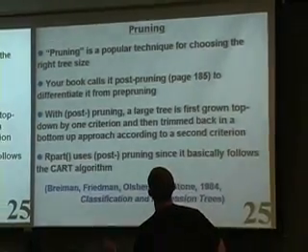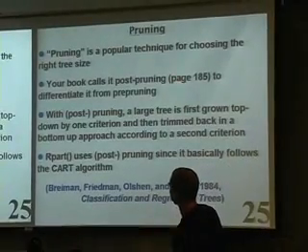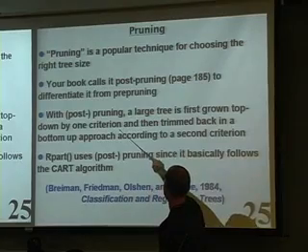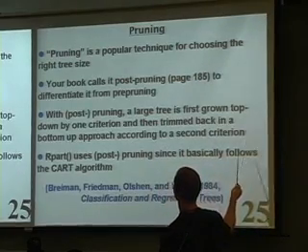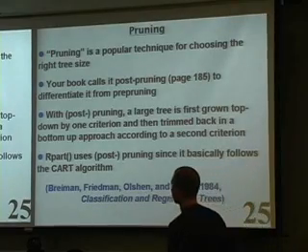A large tree is fit. Grow it all the way down, as large as you want, according to some criterion, maybe Gini index or something like that. And then trim it back, maybe according to a different criterion, maybe even this time measuring the error on the test set as opposed to the training set. If you look at the documentation for rpart, it actually uses pruning like this.